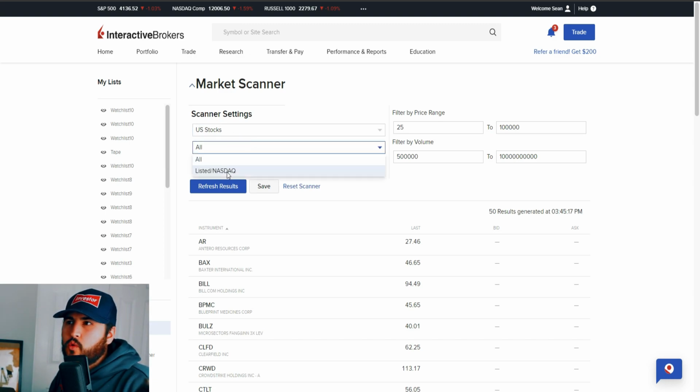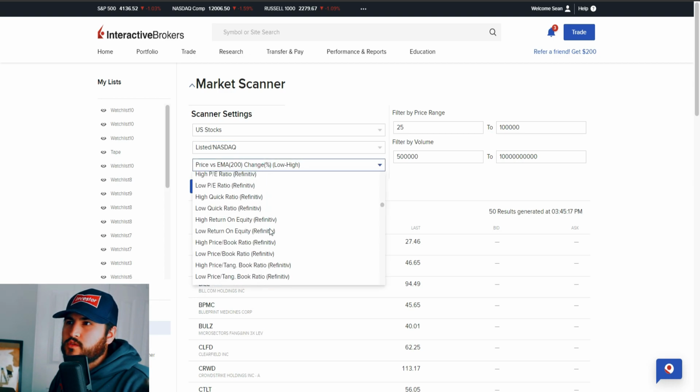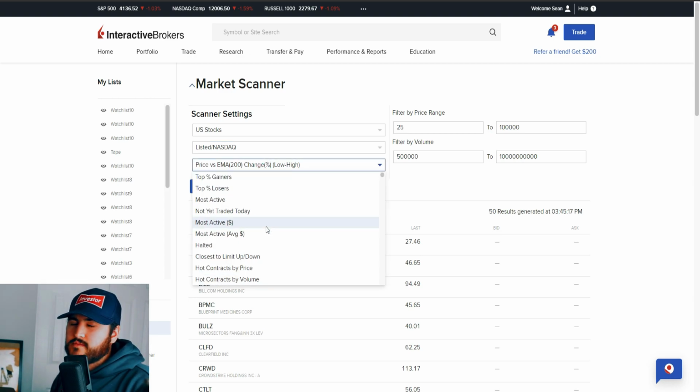Then we'll keep it at all, or you can do listed NASDAQ. We'll actually change this to listed/NASDAQ. Now, what you're going to be doing here on Client Portal is running through preset scanners. And we're going to go over the ones that I like personally the most.